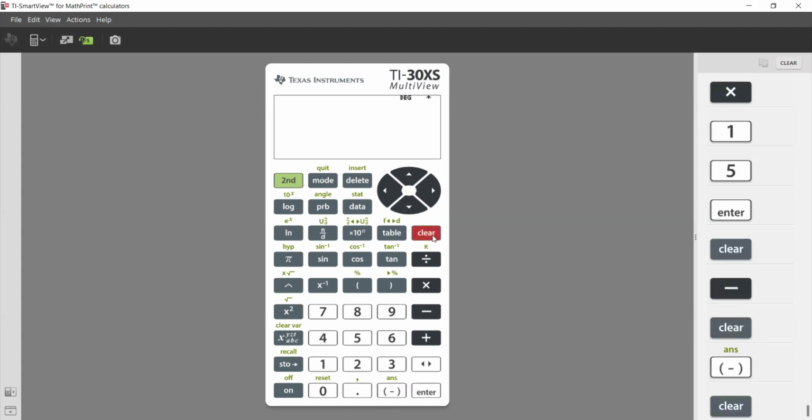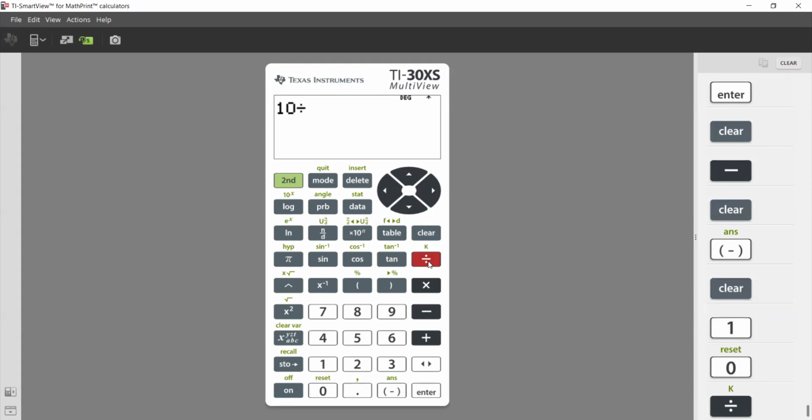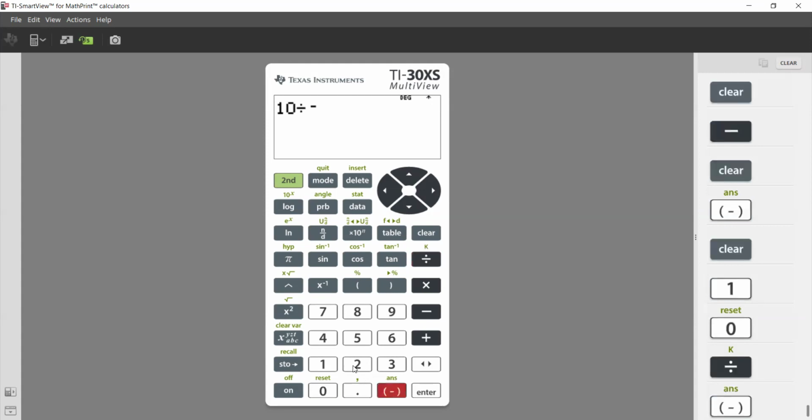Now the actual problem said 10 divided by negative 2. So you could hit 10. Now, obviously, the page we were looking at had a line, but we can use this button to represent division also. And then you can hit negative 2. That's how we can get negative 5.